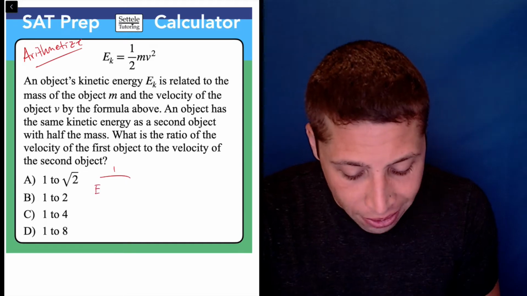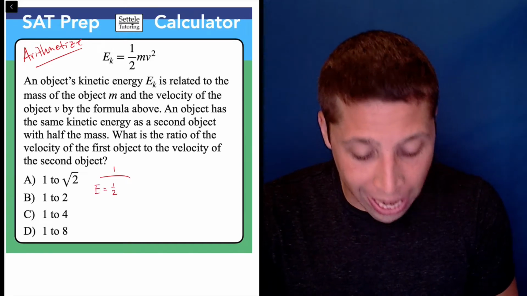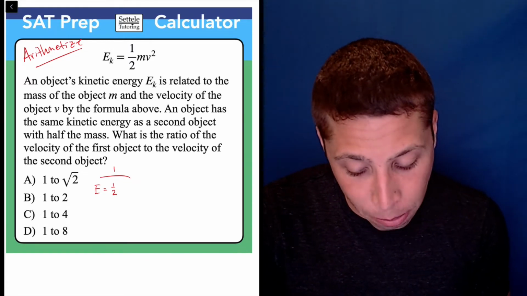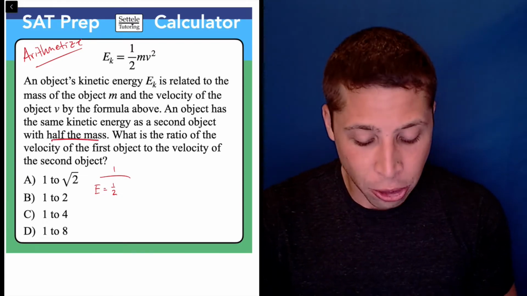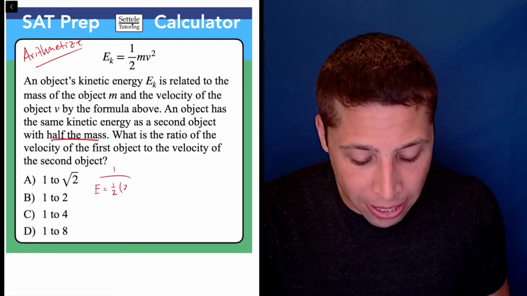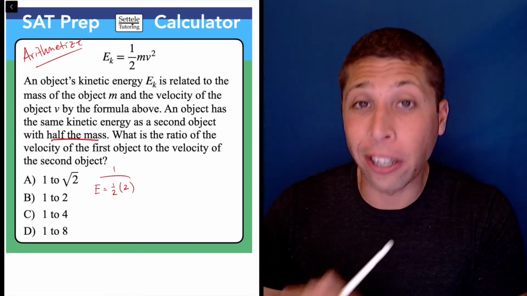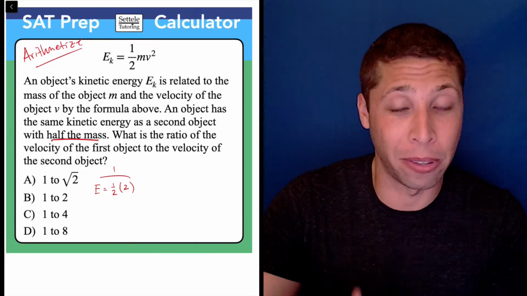Well, we're going to eventually find some energy for it. But we do know that it's going to have a mass that we're later going to take 1/2 of, right? They say an object has the same kinetic energy as a second object with half the mass. So for this first object, let's make the mass something like 2, which I can then take 1/2 of later very easily, right? So it's a way of kind of avoiding the fraction if possible. That's what we want to do.